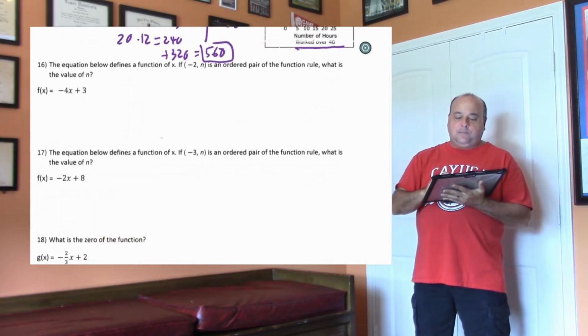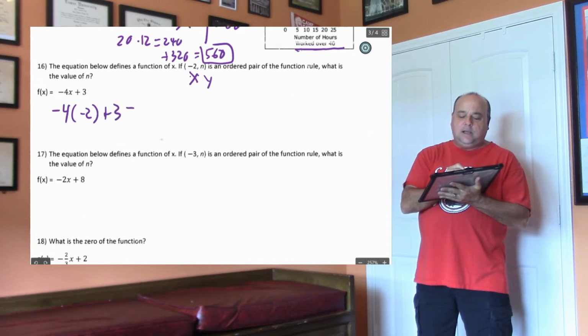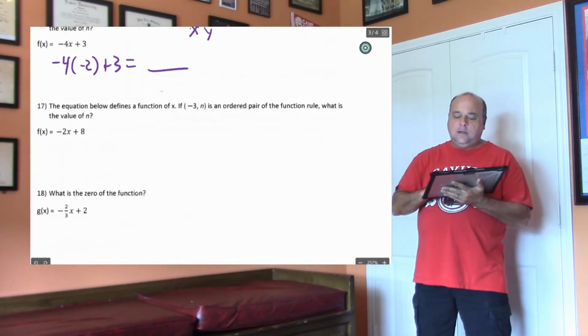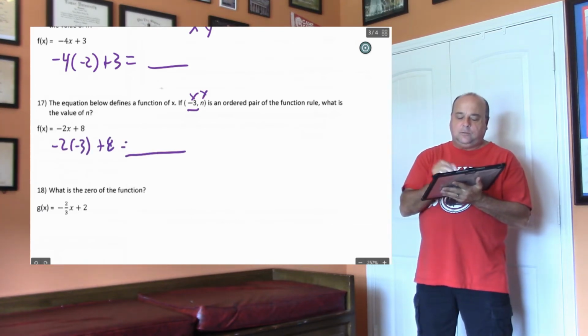Let's go. These are going to be pretty simple here. This is my X. This is my Y. So I'm just going to take and plug the -2 in and get my answer, okay? Same thing here. This is my X. This is my Y. I'm going to plug -3 in and get my answer, right?